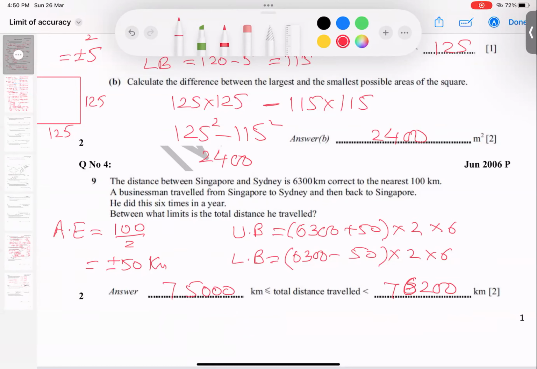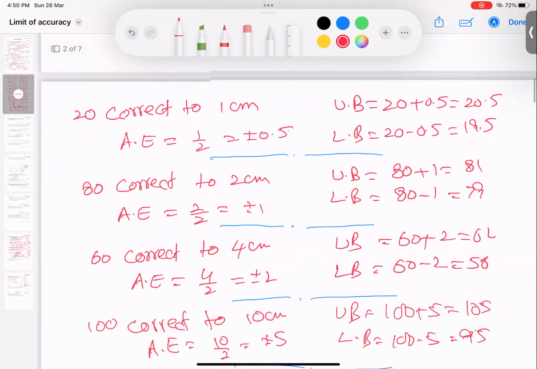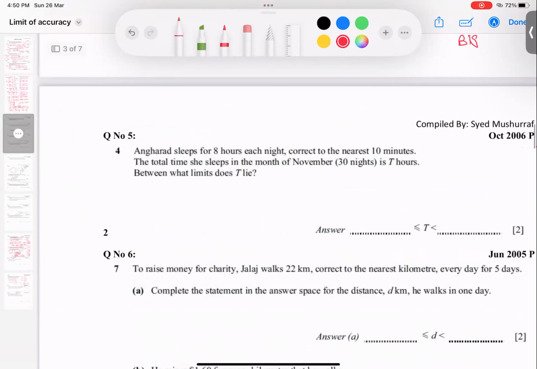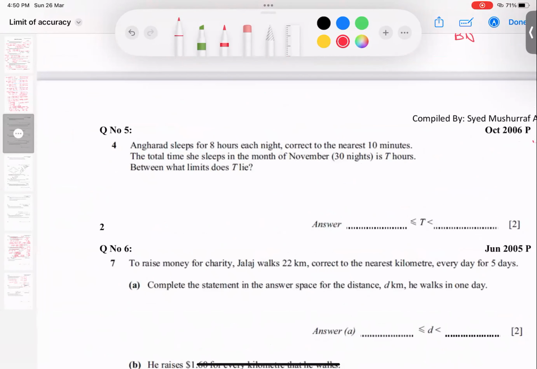So go for the next question, and this is the explanation I gave to you before. Okay, then I'm going to start here now. One more question. It's very easy. Even inshallah, you can try that. A sleeps for 8 hours each night. Because we're not 100% sure, we say correct to 10 minutes.